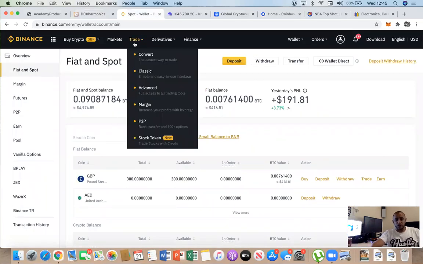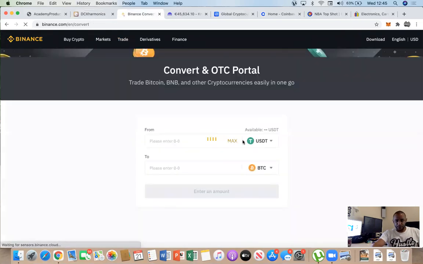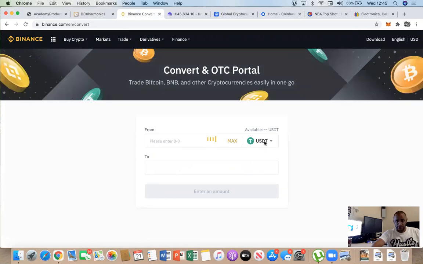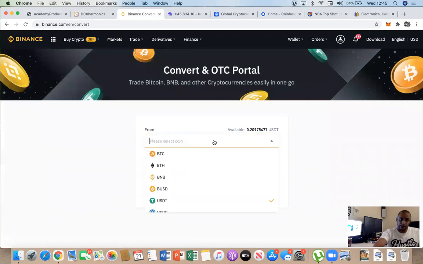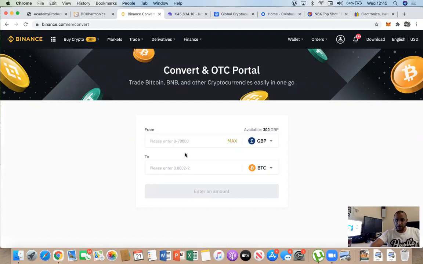The quickest way to do it is to go on trade and then click convert. Now, I'm going to find my GBP, right? Because I got USD right now. I've got GBP. So I'm going to click on here and click in GBP. There it comes up. I'm going to click that and it shows me my available balance is £300. Now, I'm going to click on max because that's the maximum I want. Then next, I want to convert it to USDT.